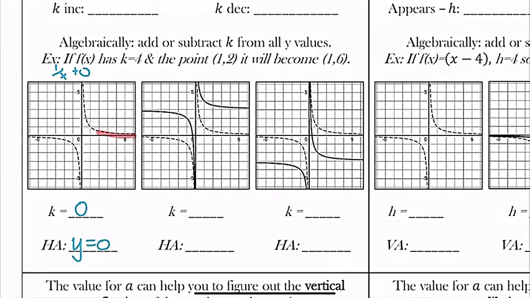I'm going to highlight that. It'll be right here. And the easiest way to see where that is, just look where the graph flattens out left and right. It's going to flatten out at the same number, and that number is the horizontal asymptote. Let's look at the next one.